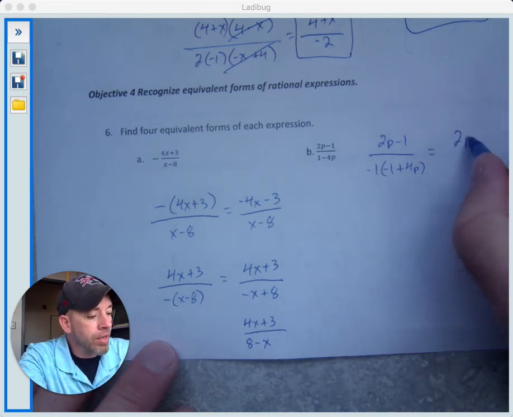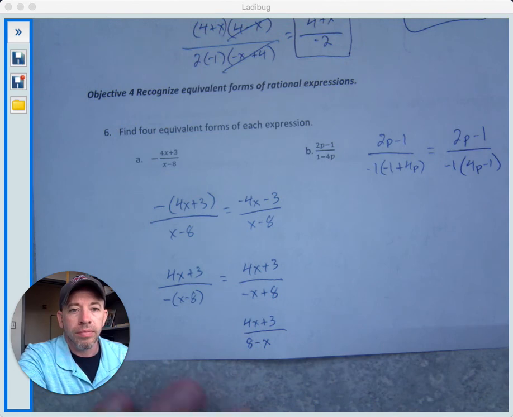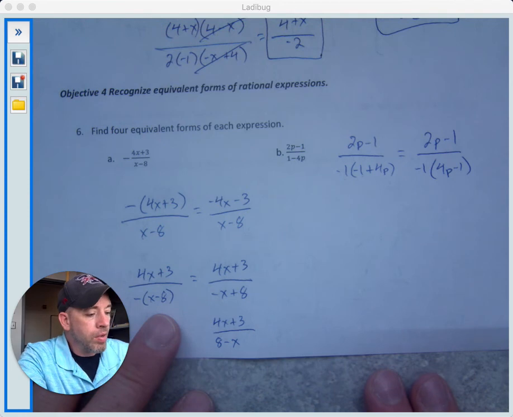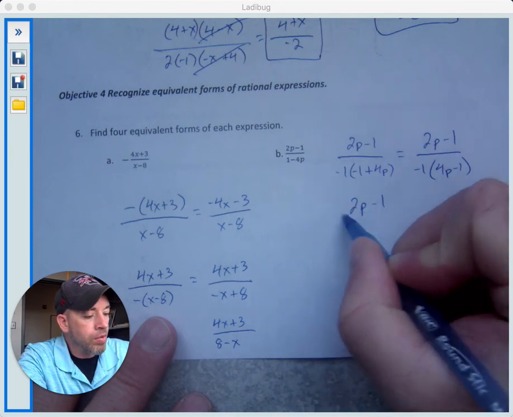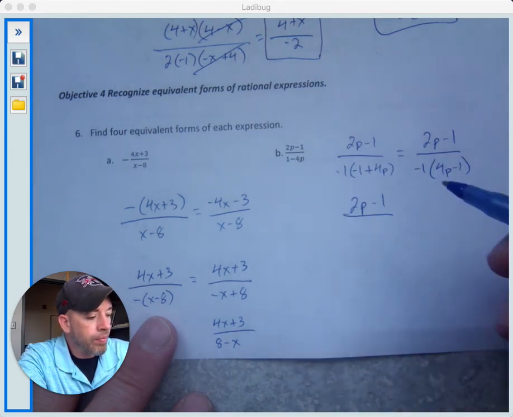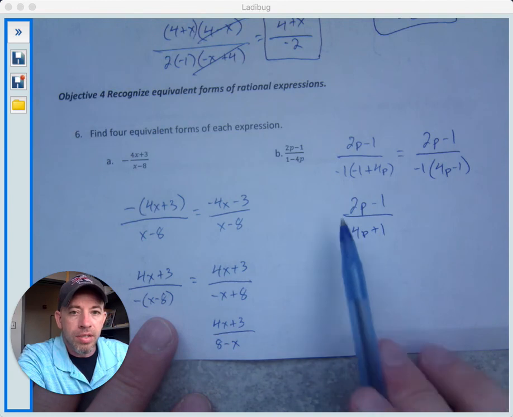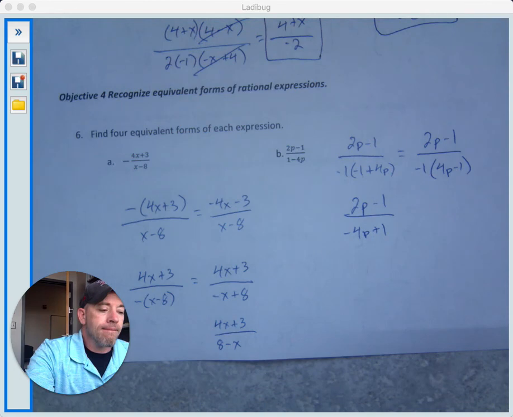I could also rewrite this a little bit. If I have the negative 1, I could write it as 4p minus 1. Right? And if I wanted to, I could just change the order of those things on the bottom. So I could do 2p minus 1 over negative 4p plus 1. That's equivalent as well, right? It's just I've changed the order of the things on the bottom. So those are some things we can do.